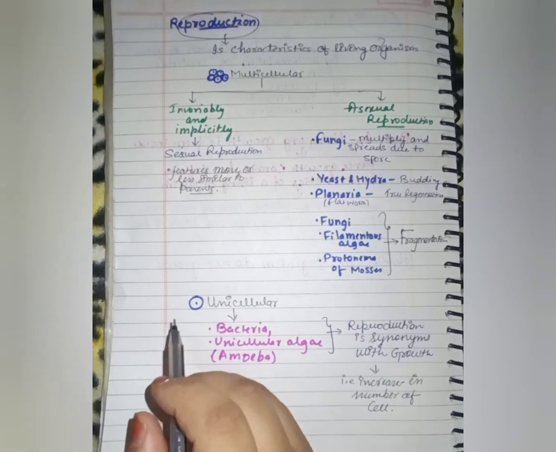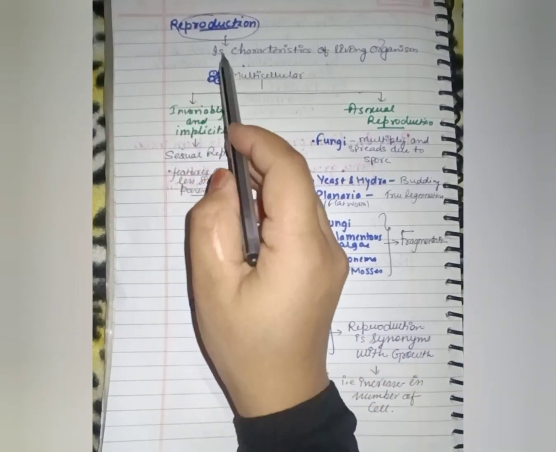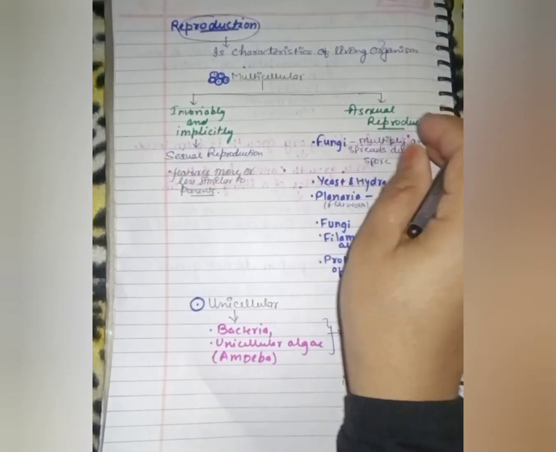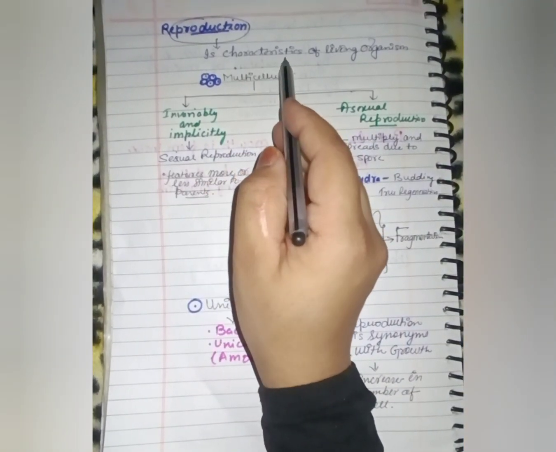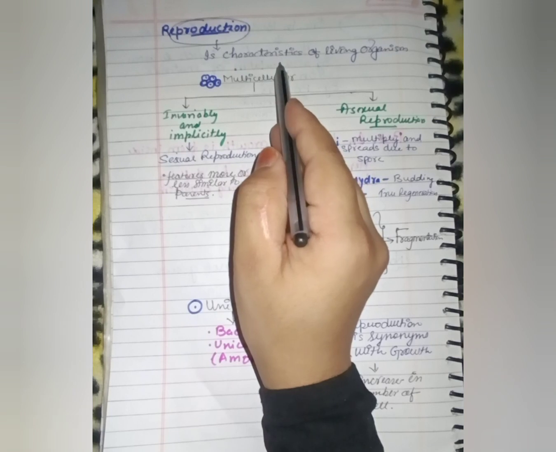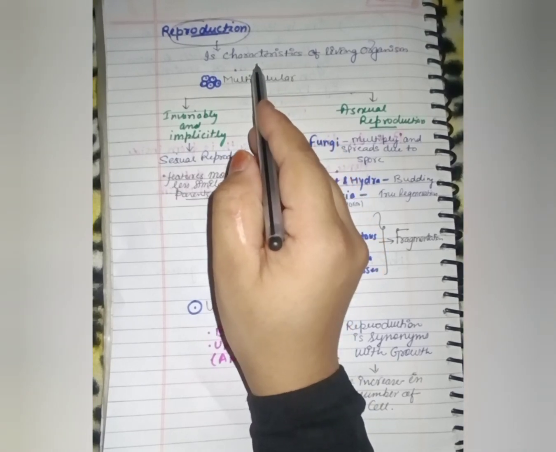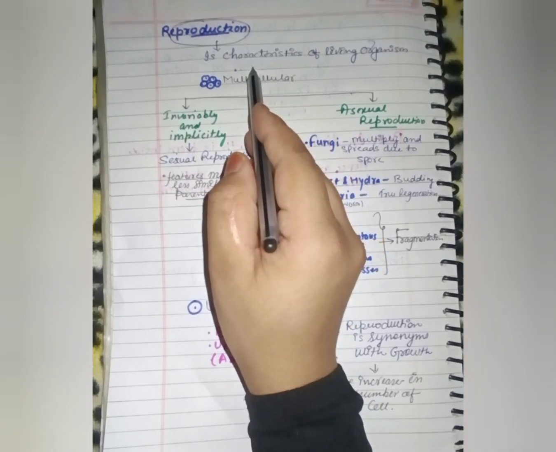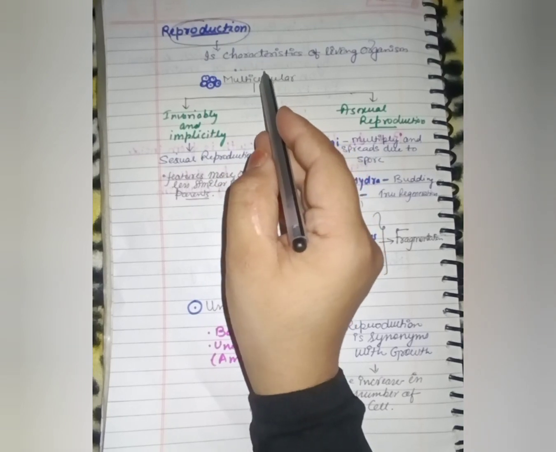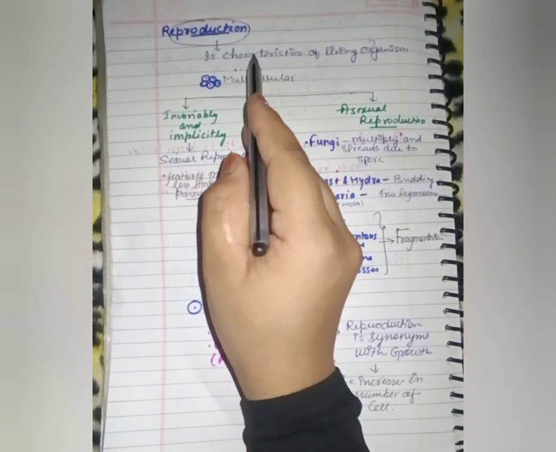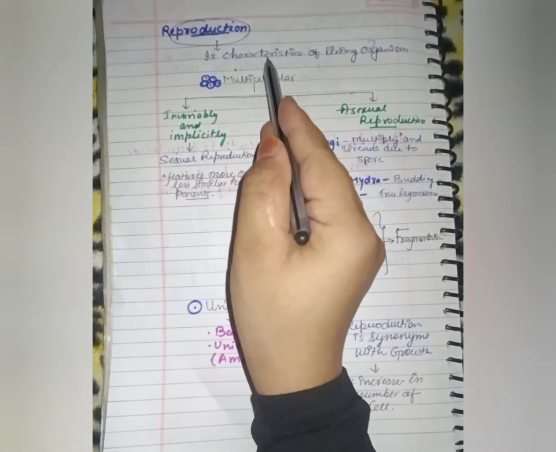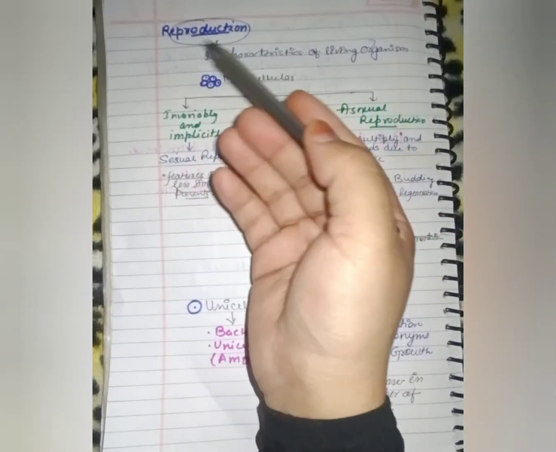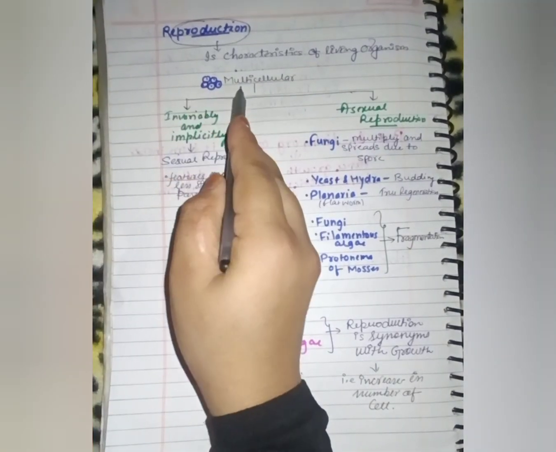Let's now talk about reproduction. Reproduction is a characteristic of living organisms. Only living organisms have the ability to divide and to produce young ones similar to themselves. It's not like non-living things also divide. Like we have one chair which will divide and soon it will form two chairs. It doesn't happen, right? So only a living organism has that capacity to divide and to produce its young ones.